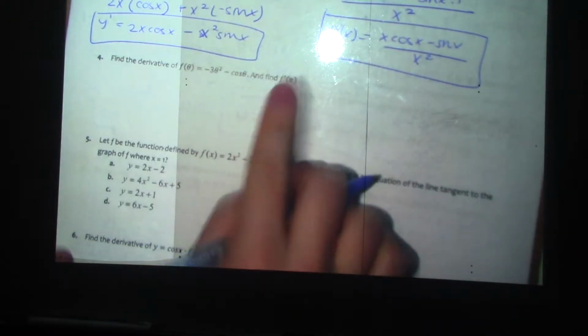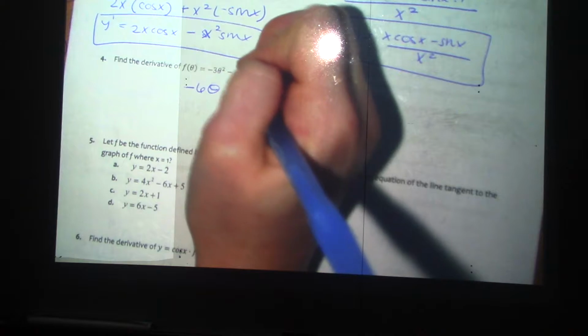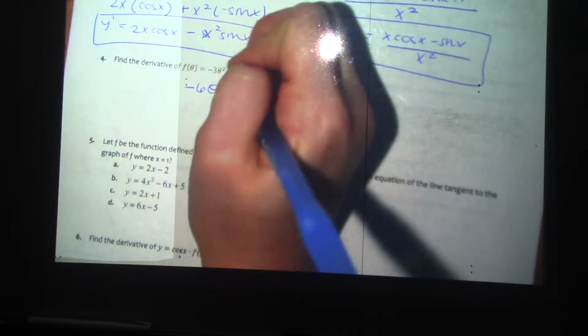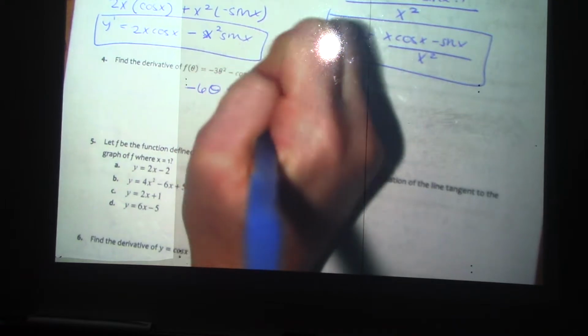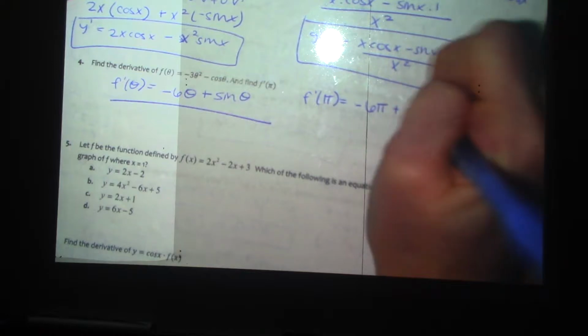Alright, number 4, we want to find the derivative and then find the derivative at pi, but first find the derivative. So this is like my x, this is just a power, so I'd bring the 2 down, that would be negative 6 theta, now to the first power. Derivative of cosine is negative sine, so subtracting a negative would become plus sine of theta equals f prime of theta. So that's my first part, and now I want to find f prime of pi. So that's just going to be negative 6 pi plus sine of pi.